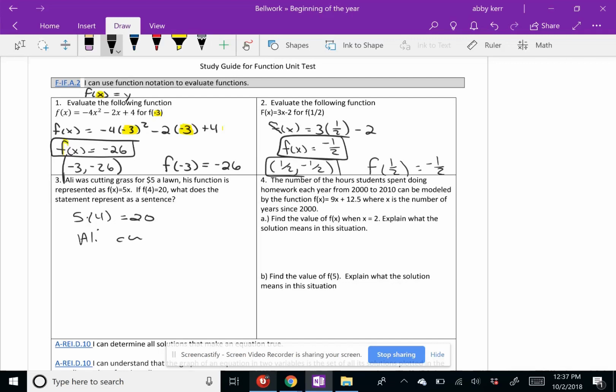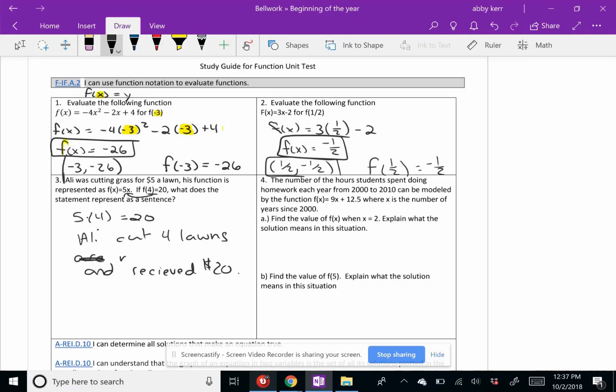So Ali cut 4 lawns and received $20 because you're plugging in your 4 into your x value, and then he got $20.